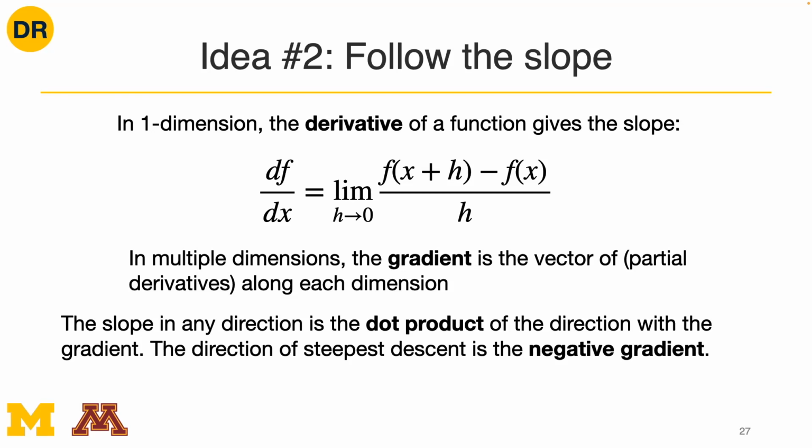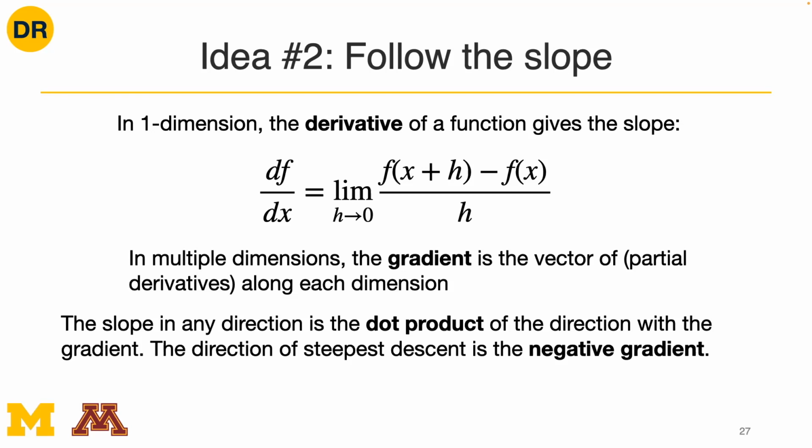And so we would call the direction of steepest descent the negative gradient. So what the gradient gives you ultimately, if it's the slope, is the direction of steepest increase. So if you imagine taking the negative of that, moving in the opposite direction, you'll be guaranteed to move in the direction of steepest descent.